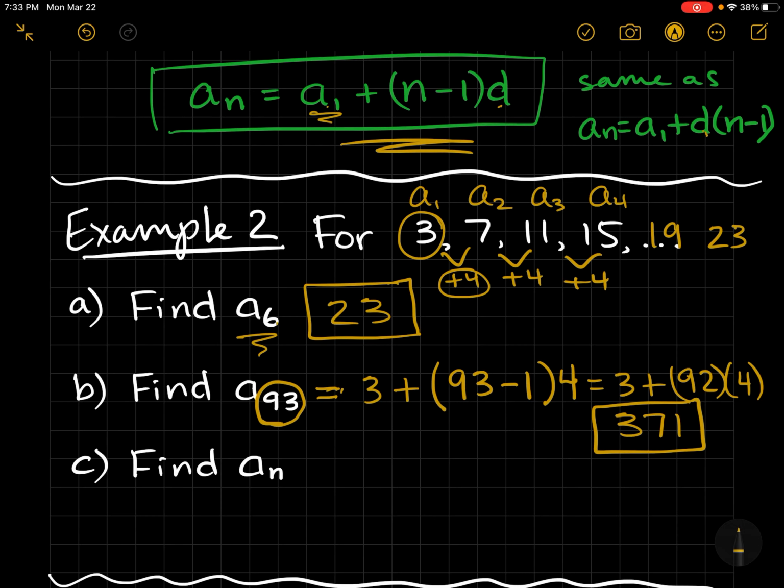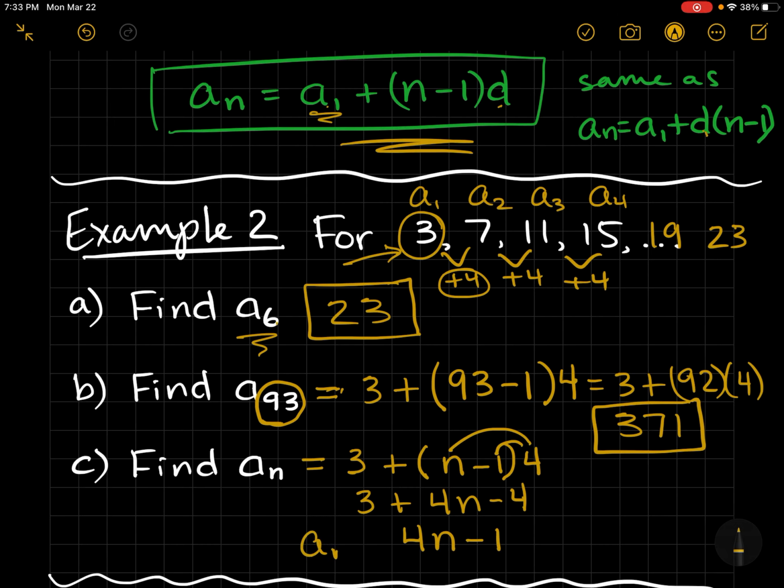Okay. Now, I asked for just a sub n. So now I'm just saying, what's the general term? What's the formula for this particular sequence? So now what I'm going to do is I'm going to write a sub 1 is 3. And where the formula asks for n, I'm just going to write n minus 1. And our d is 4. So now I'm going to simplify this. You must. So I'm going to distribute, and I get 4n minus 4. Combine like terms, I get 4n minus 1. So, final answer.